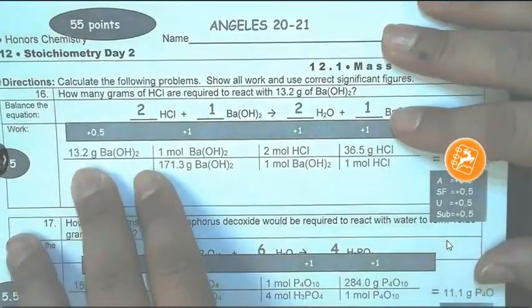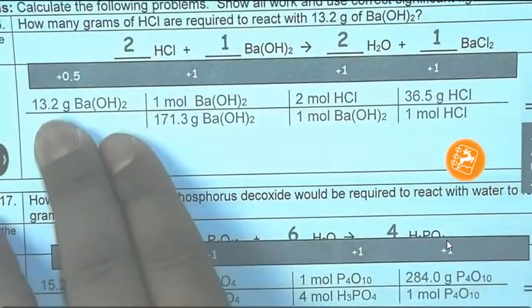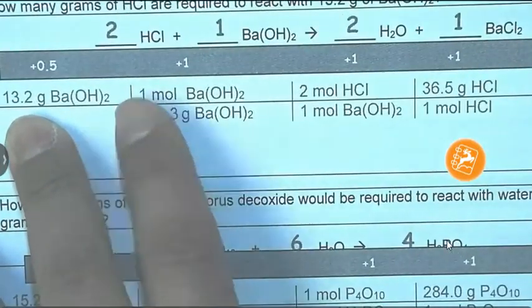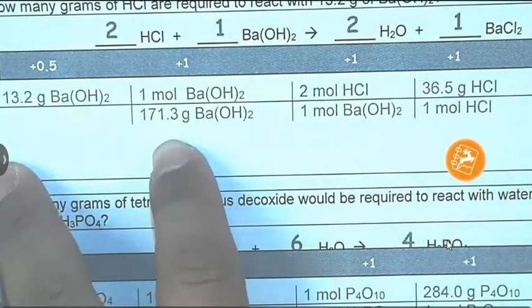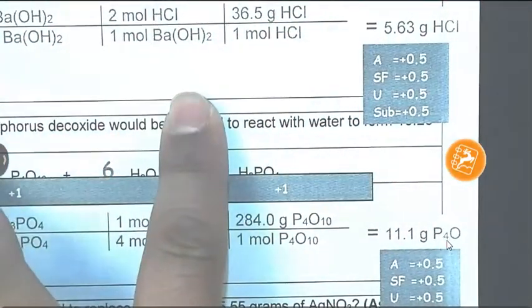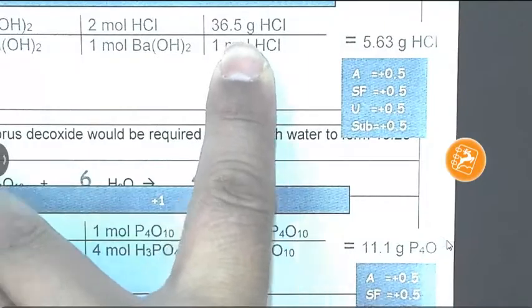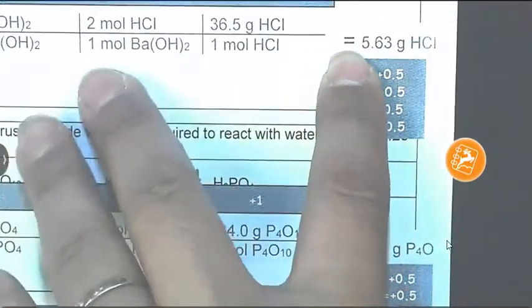So I'm going to go through this with you, okay? So you should have 32.2 for your given. First step here is molar mass, 1 over 171.3. If you had like 171.5, it's minus a half, right? Like the value is wrong. Mole ratio is 2 to 1. 36.5 is the molar mass of HCl. Your final answer is 5.63 grams of HCl.